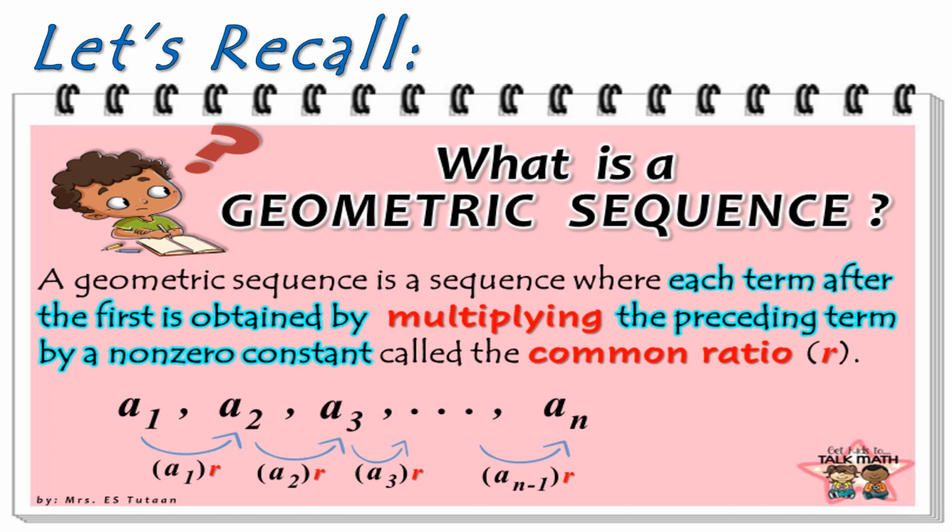In our previous lesson, we studied that a geometric sequence is a sequence where each term after the first is obtained by multiplying the preceding term by a non-zero constant called the common ratio. So, kung given ang ating a sub 1, makukuha natin ang ating a sub 2 by multiplying a sub 1 times the common ratio. Ganun din ang ating a sub 3. So, para makuha ang a sub 3, we need to multiply a sub 2 by the common ratio. At kapag pinagpatuloy natin ang ating proseso, makukuha natin yung susunod na term at yung mga susunod pang term ng ating geometric sequence.